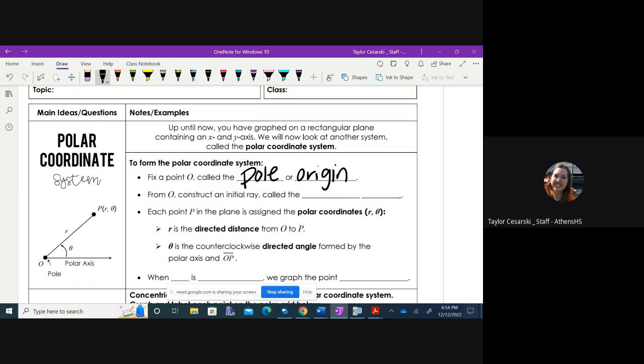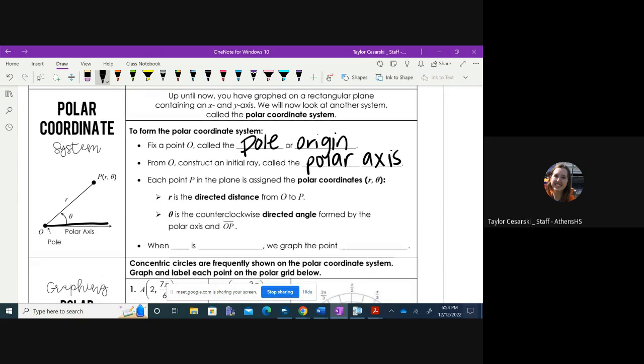From O, construct an initial ray called the polar axis. And we can see that in our picture right here. Each point P is assigned polar coordinates. R is the directed distance, think of that as the radius, and theta being the angle measure. Theta is counterclockwise when formed by the polar axis and OP. When theta is negative, we graph the point clockwise.